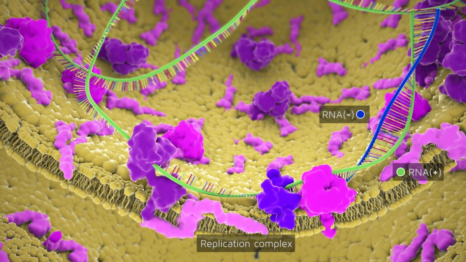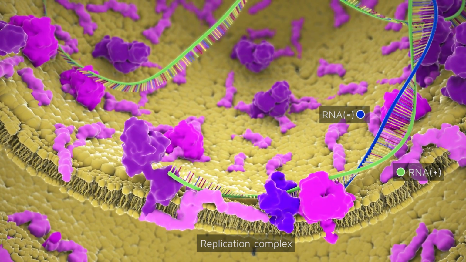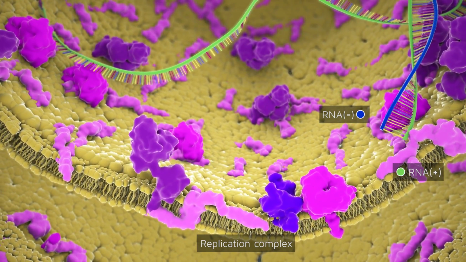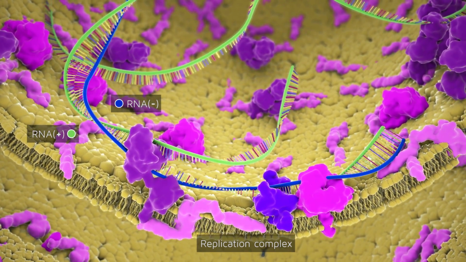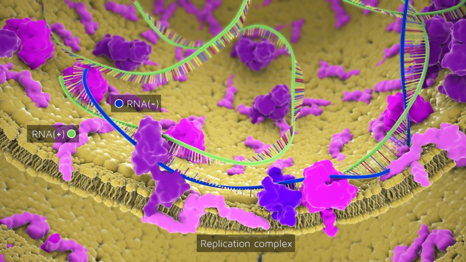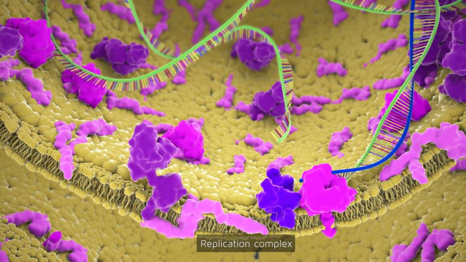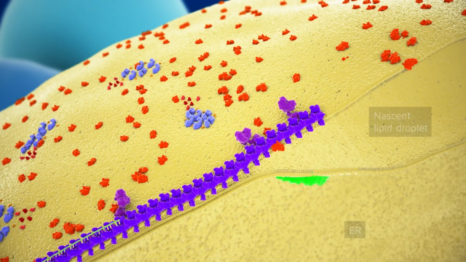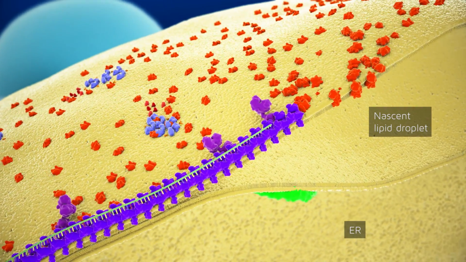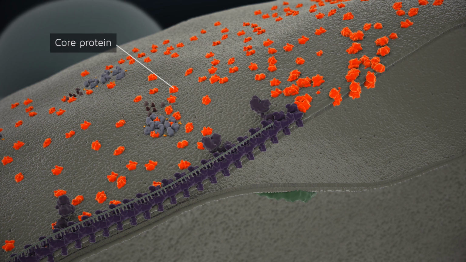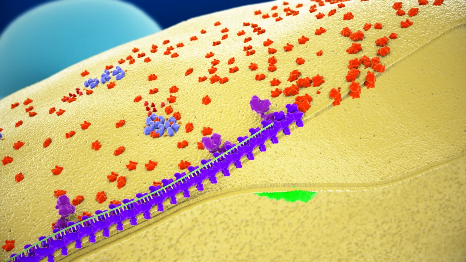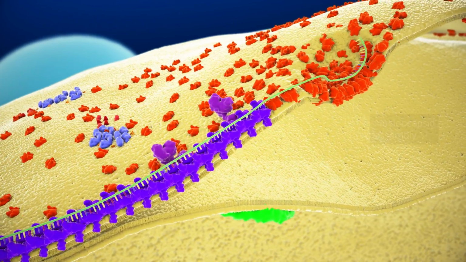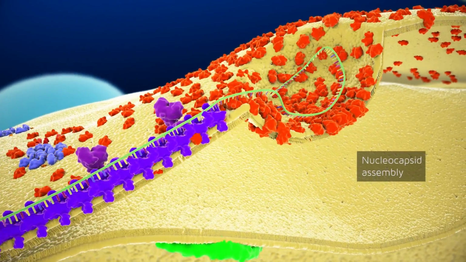After synthesis of a negative strand RNA intermediate, multiple positive strand progeny RNAs are generated from this template and either used for translation and replication or packaged into nucleocapsid particles. The latter process is thought to be initiated on the surface of lipid droplets that are targeted by the core protein. It is assumed that a network of NS5A delivers the viral RNA to core proteins for assembly into nucleocapsids.